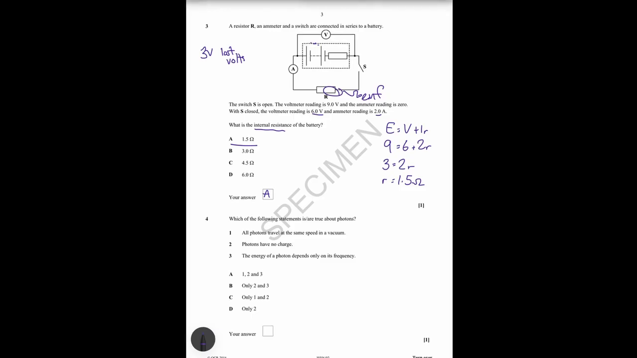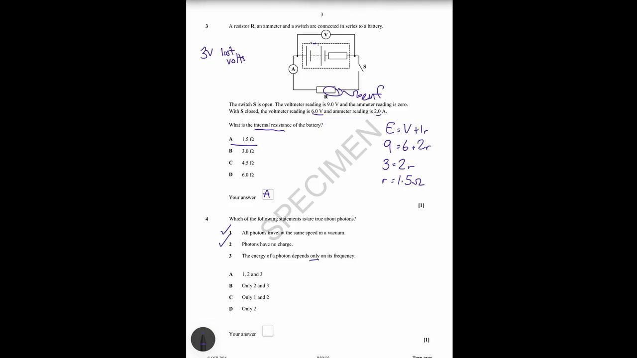Fantastic. Okay, so I've got 3 statements here, and I've just got to say whether they're all true or false. So let's use that tick or cross method and just see. So all photons travel at the same speed in a vacuum. Yeah, they do. I should know they travel at 3 times 10 to the 8. Photons have no charge. Yeah, that's true. That's fine. And then, the energy of a photon depends only on its frequency.